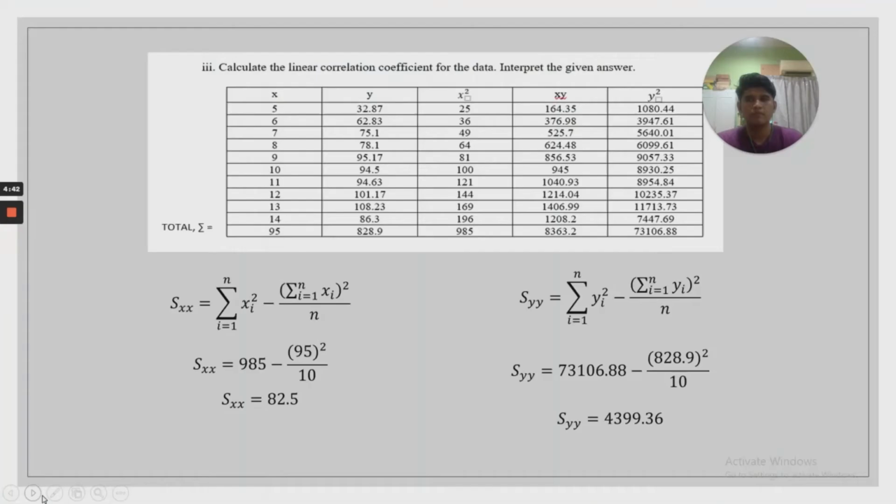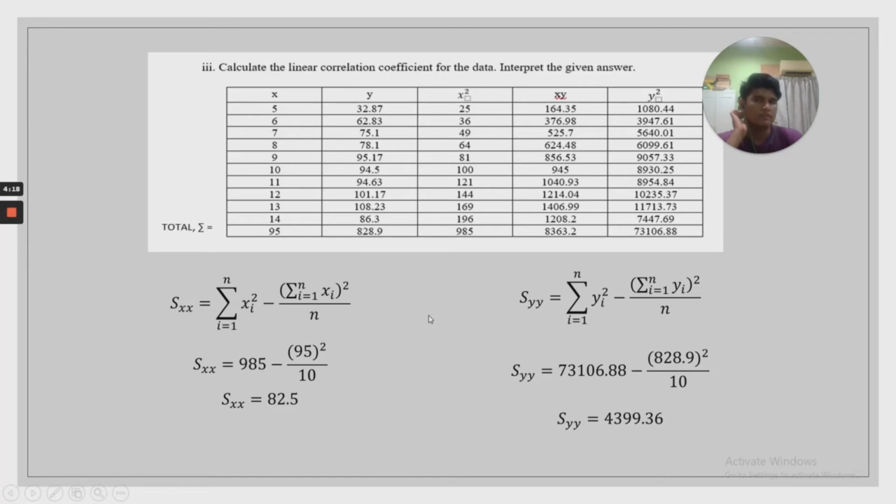Okay, so question 3: calculate the linear correlation coefficient for the data. Interpret the given answer. To make it easier for you to do this question, you need to make a table and list all the data for x, y, x square, xy and y square. So it will make it easier to do this question.